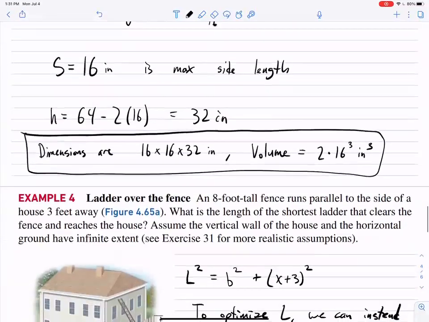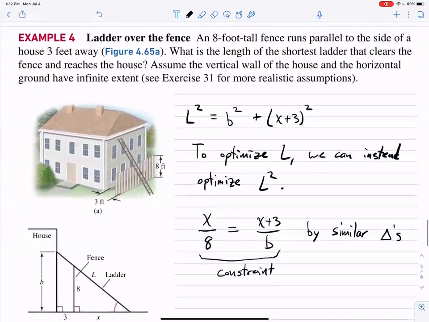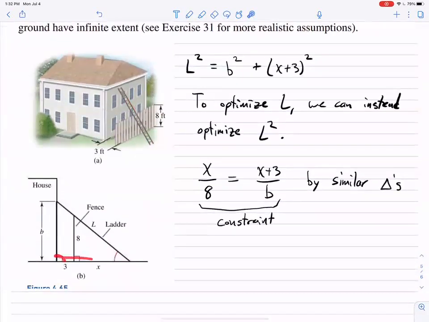All right, let's do one last problem. To speed things up, I already wrote out the equations for these ones, but the idea is this. Ladder over a fence. You have this ladder going over a fence. The fence is 8 feet and the gap between the fence and the house is 3 feet. And we want to know what is the length of the shortest ladder that will actually hit the house? We need to clear the fence and hit the house. And here's a side view picture of what's going on.